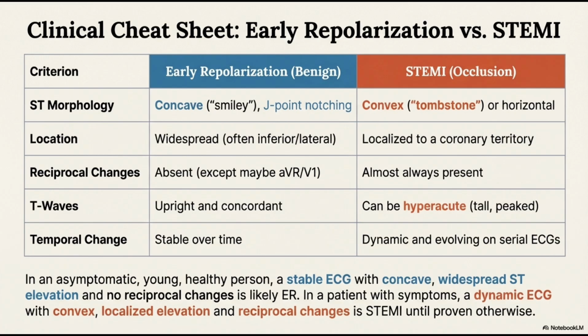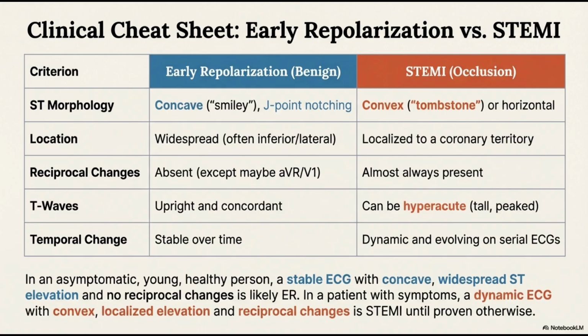It comes down to stability versus dynamism and shape versus location. In BER or in pericarditis, the ST morphology is concave, that smiley face, often with the J point notching in BER. And the location is widespread. Widespread. And critically, reciprocal changes are almost always absent, and the pattern is stable over days, months, even years. But a true occlusion is the opposite in almost every single way. Every way. In a STEMI, the ST morphology is often convex. It arches up into what we dreadfully call a tombstone, or it's just flat and horizontal.